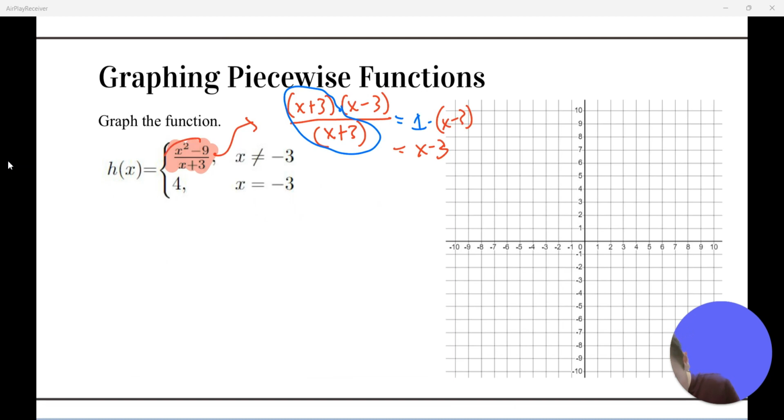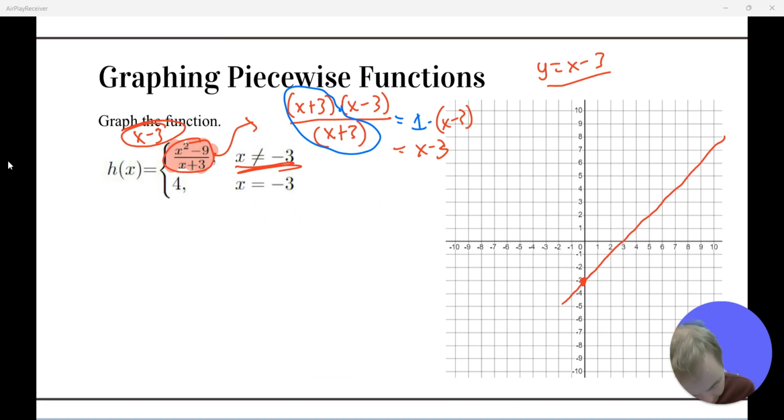So actually, this thing right here really does just equal x minus 3 as long as x is not equal to negative 3. And so x minus 3 is actually just a line, right? y equals x minus 3. So if you graphed y equals x minus 3, it's really just going to be starting at negative 3 and then going at a slope of 1, like you're seeing right here. So that's going to graph that.